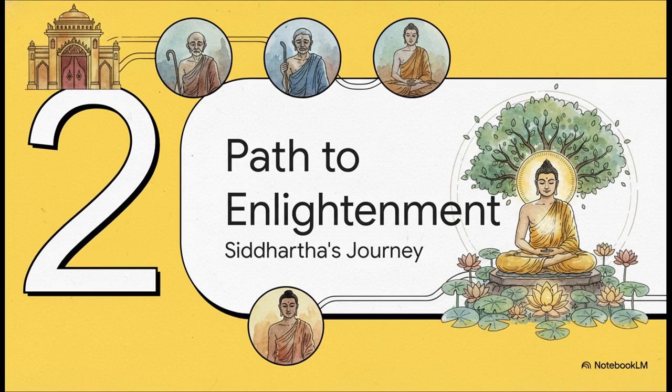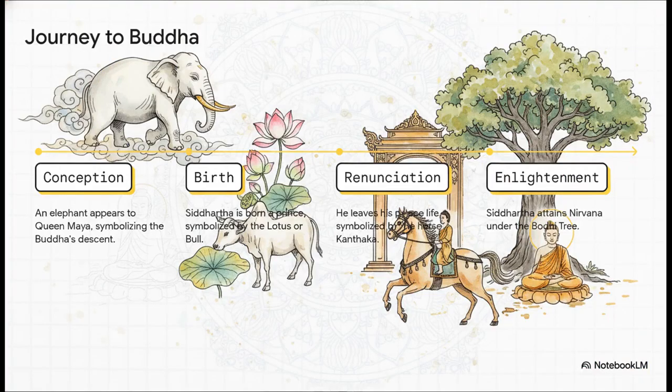Next section, the path to enlightenment. We're looking at Siddhartha Gautama's incredible transformation. So we have the symbols, right? But how do they actually fit together to tell a story? Well, let's put them on a timeline and watch how Siddhartha, the prince, became the Buddha, the enlightened one. The story really kicks off with his conception, famously marked by his mother, Queen Maya, dreaming of a white elephant.